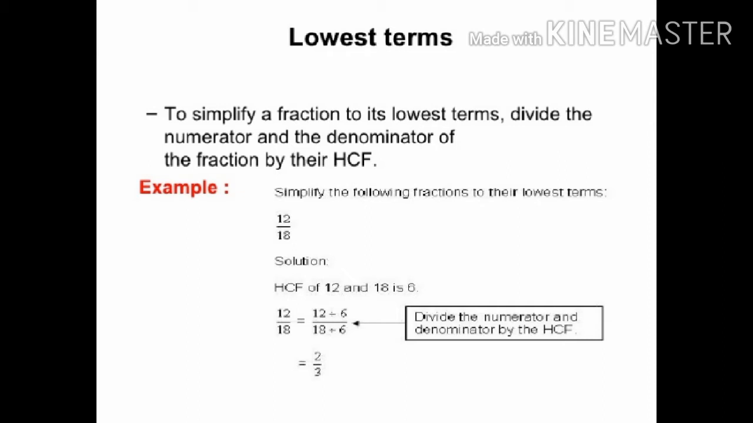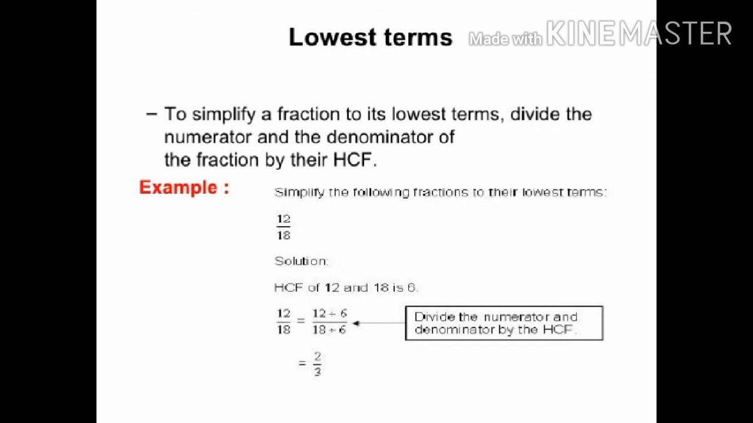We will find the common factors. Here we have to take the common factor in whose table 12 and 18 both come, okay. So in the table of 6, 12 and 18 come. 6 2s are 12, 6 3s are 18. So the HCF of 12 and 18 is 6.